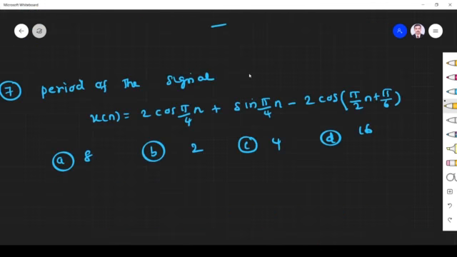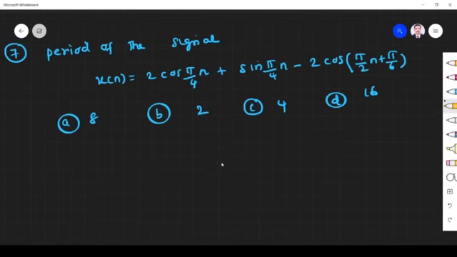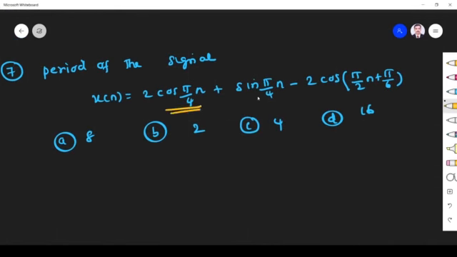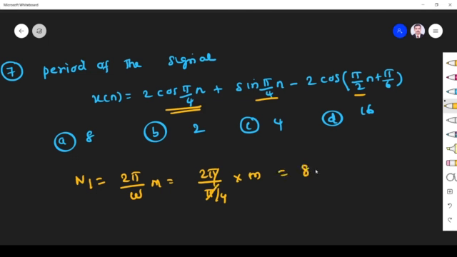Next, what is the period of the signal? Fine. So they have given 3 signals. First we have to find the individual periods, then we have to find the LCM. So what is the period of the first signal? N1 is equal to 2 pi by omega into m. So 2 pi by pi by 4, into m. So pi cancels. So m is equal to 1 you take, it will become 8. So this implies N is equal to 8 for m is equal to 1.